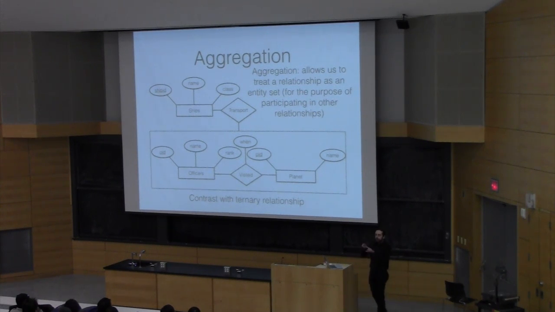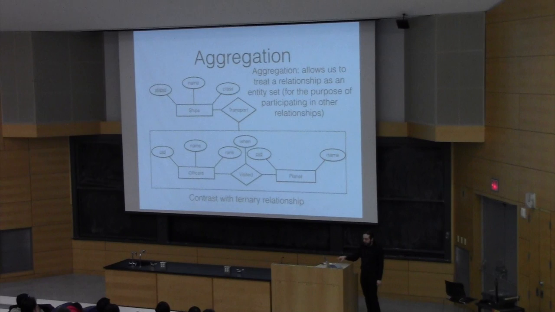We represent this by drawing a box around the thing that we want to aggregate and treating that entire box as an entity set. So you can think of this kind of like a ternary relationship, except it allows one-to-many relationships. What do I mean by that? If an officer took, let's say, the Enterprise and the Defiant to visit Earth, then there's a single relationship, officer visited Earth, on February 1st. There's one relationship, but they took two ships to get there. So this is a one-to-many relationship between the visited relation and the ships. And this aggregation allows us to do that.